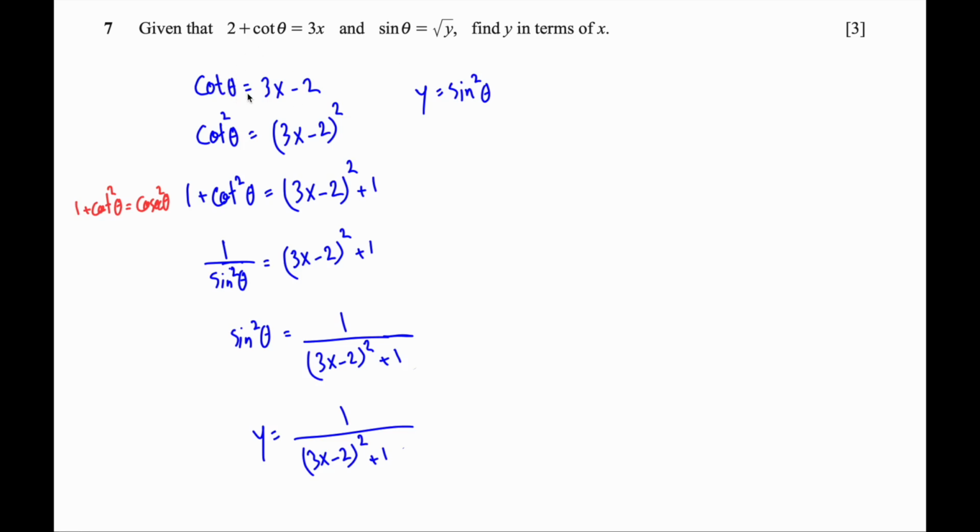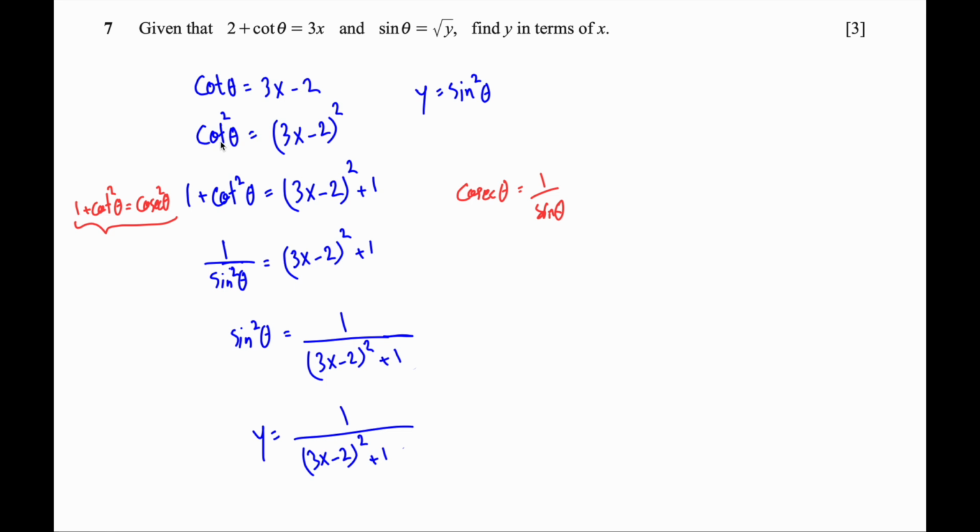I made cotangent theta the subject of the equation. I raise it to the power of 2. You're going to see why in a minute, because then I want to use this identity which relates cotangent to cosecant. And don't forget the cosecant is also 1 over sine theta. And that's how I made the connection between cotangent theta and sine theta eventually.